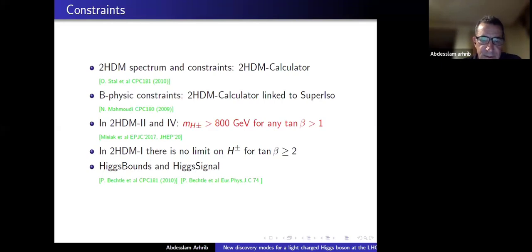This means that if you see some charged Higgs at the LHC, as I will explain later, you can only do some physics if the charged Higgs is less than 500 GeV, or 550 up to 560. So this constraint puts the two Higgs doublet model type 2 out of range at the LHC. In the two Higgs doublet type 1, there is no limit on the charged Higgs, at least for tangent beta greater than 2. So you can search for charged Higgs as light as 80 GeV or 100 GeV, as I will explain later. Okay, next slide.